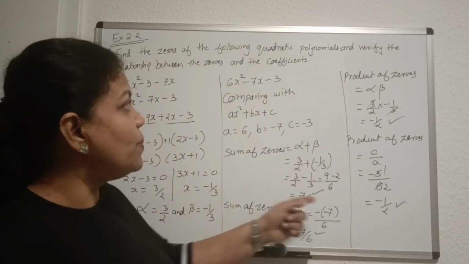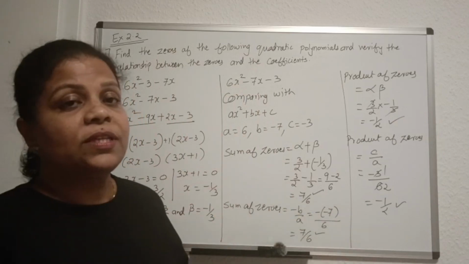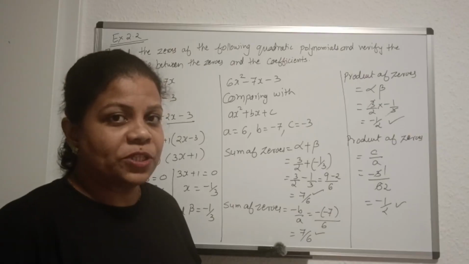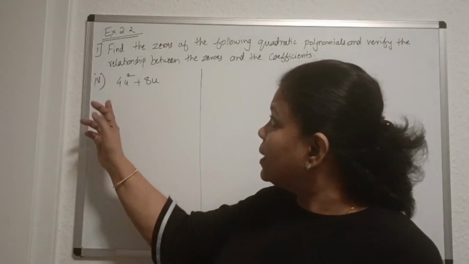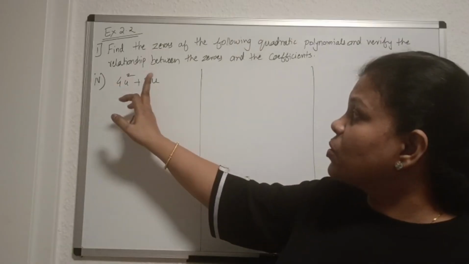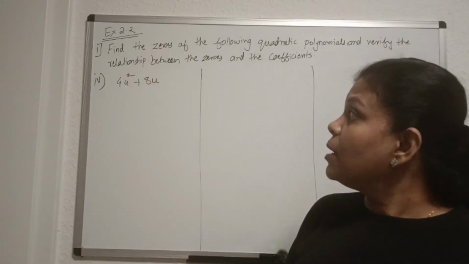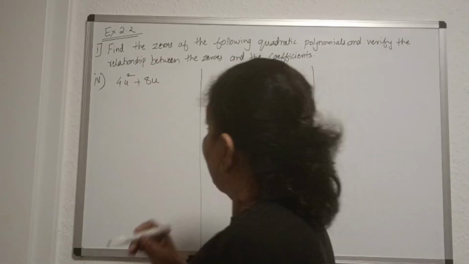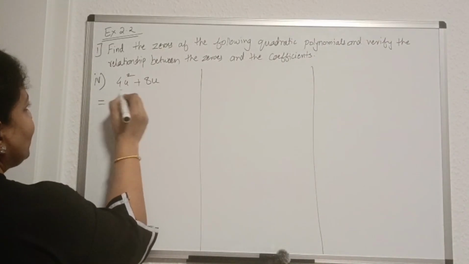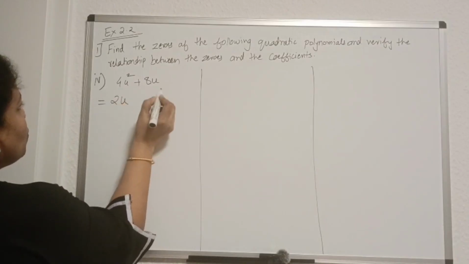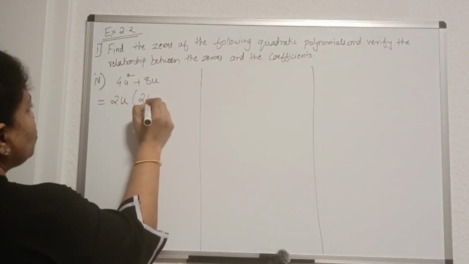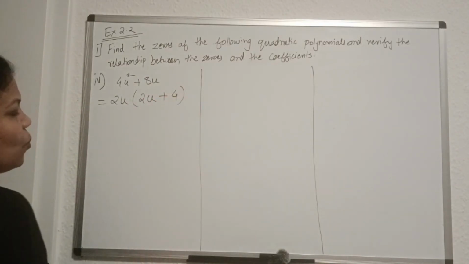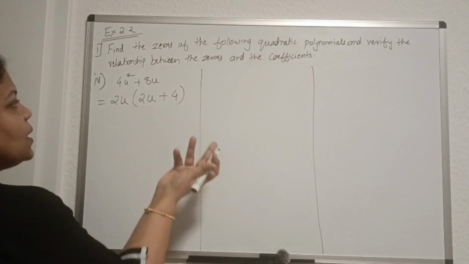Okay, so this completes the third sub question of this question. Let us go to the fourth sub question. So now let's start with the next question, that is 4u square plus 8u. Here you can see the constant term is missing, but still it is a quadratic polynomial and you can factorize this by taking 2u out, that is common. You will get 2u plus 4, correct? So these are the two factors.